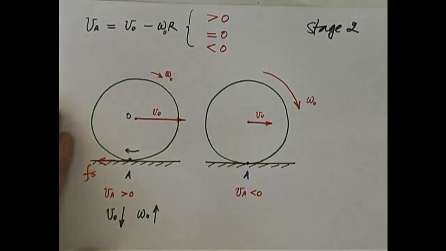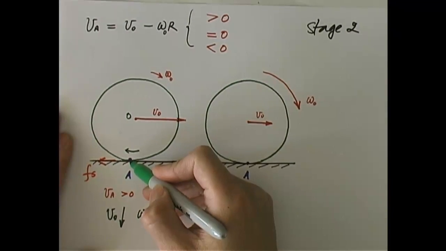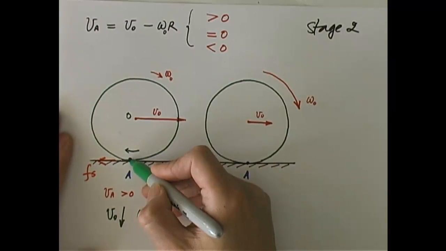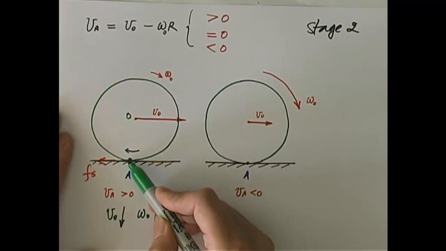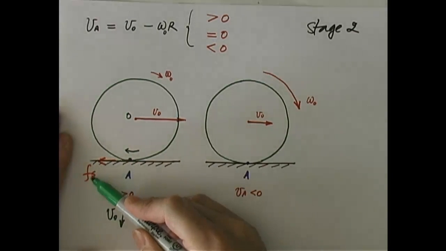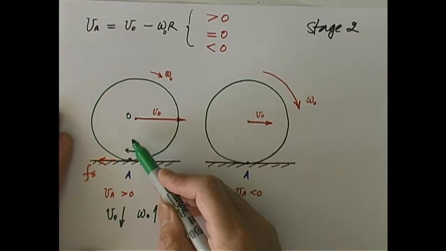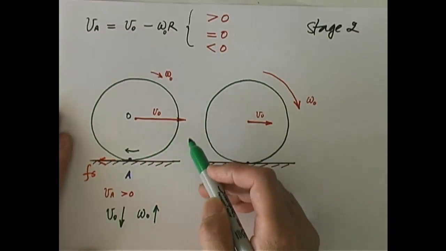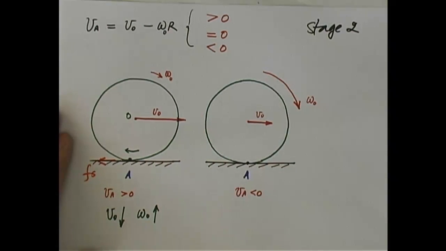When VA becomes 0, you have reached the third stage, what's called pure rolling. This point is no longer sliding forward or backward. Therefore, you have pure rolling. The friction automatically stops. You don't need any friction anymore, and the ball simply starts to do pure rolling.